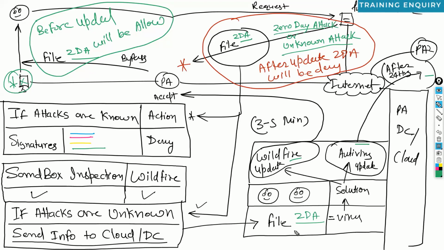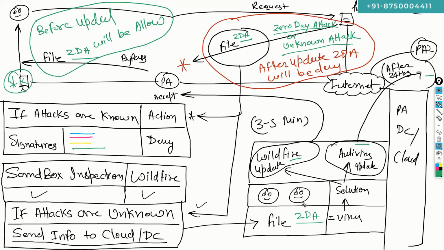That dedicated system analyzes the file and realizes whether it is an attack or virus. Then that dedicated system will generate a solution for that. That solution will be announced under two names: Wildfire update and antivirus update. The Wildfire update will be delivered to the Palo Alto Firewall. The firewall will accept it and start protecting the network. Before the update, the zero-day attack will be allowed, but after the update, the zero-day attack will be denied.